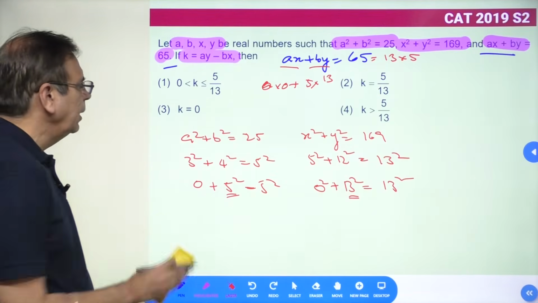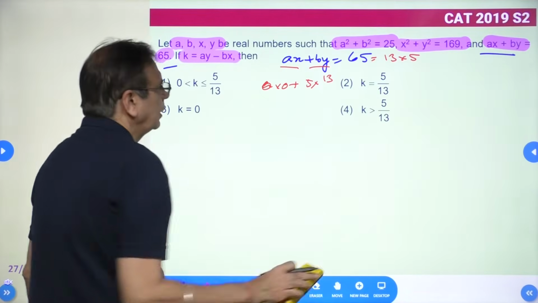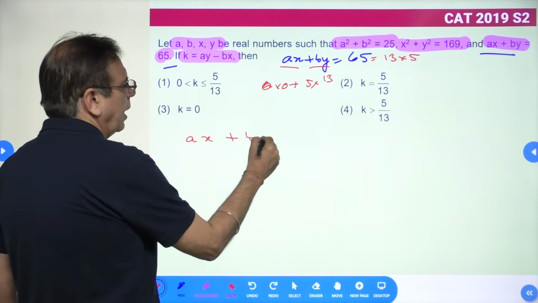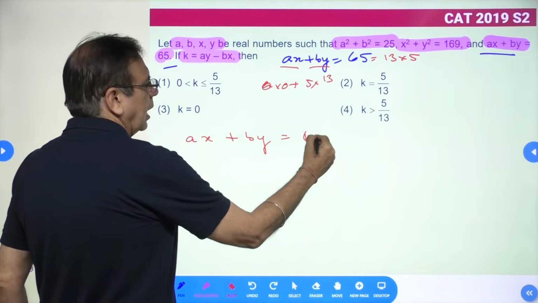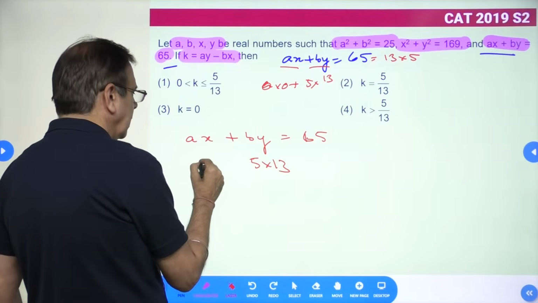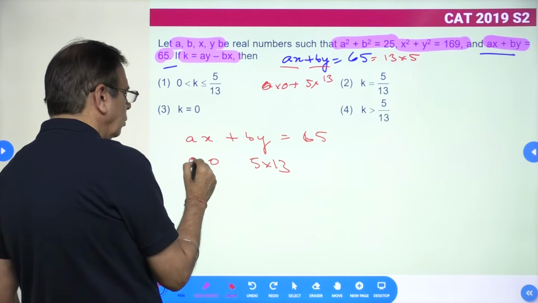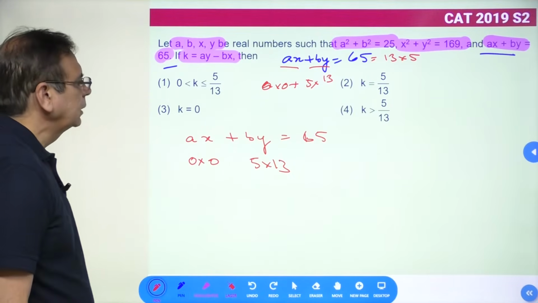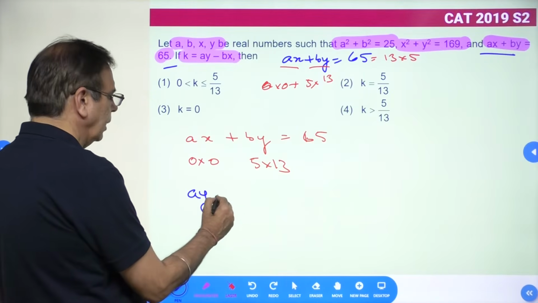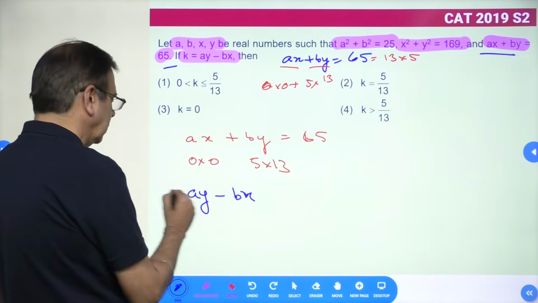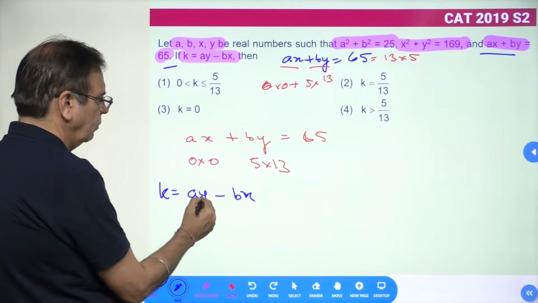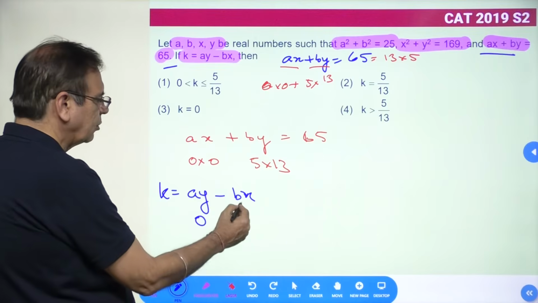So what does that tell me? As far as I am concerned in this question, I will take AX plus BY equal to 65. I am taking it as B is 5, Y is 13, A is equal to 0 and X is equal to 0. Okay. So what is AY minus BX? This is K. A is 0, 0. Y, whatever it is, does not matter. X is 0, 0.